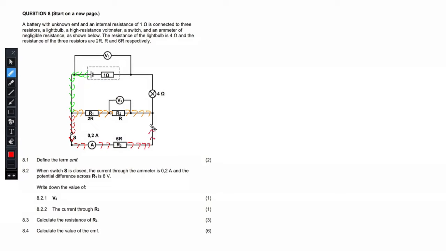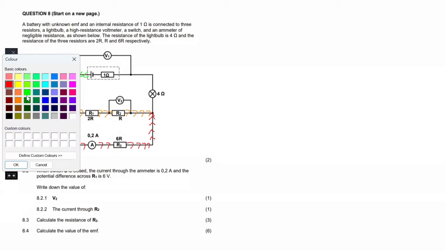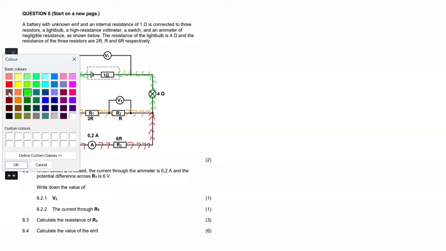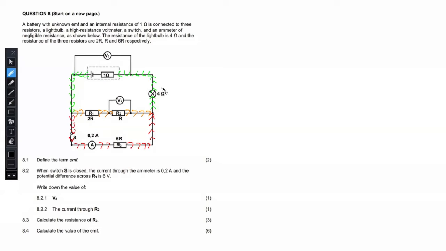So this is our current moving in that direction, and then at this point the current rejoins, and now we have the full might of the current passing through the light bulb, which has a resistance of 4 ohms. So this one is connected in series since it will have the total current. So this is in series, and here we have a parallel branch, right? So this is our parallel branch. Now, that's the first thing that you need to indicate if you want to successfully answer these questions.